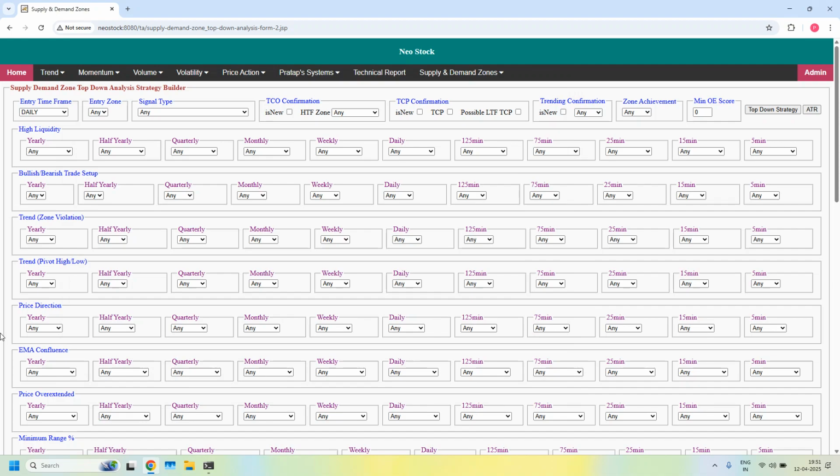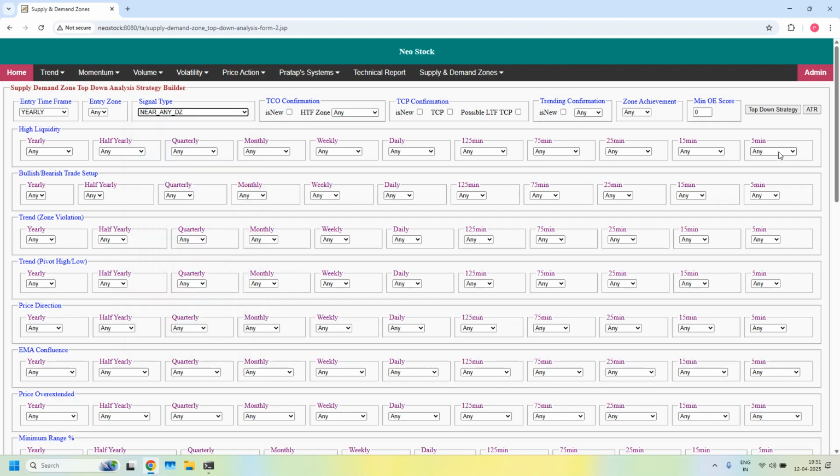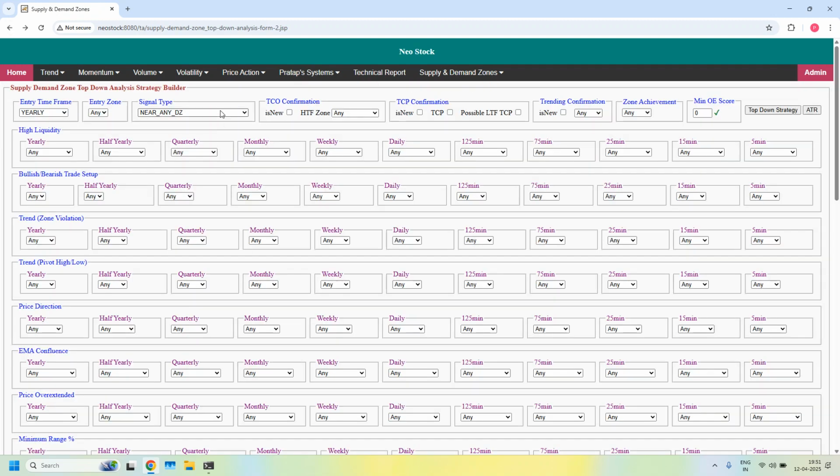Now let us generate the stocks near demand and supply zones for different time frames, starting with the yearly time frame. Price closed inside the yearly demand zone. You may ask, are there any stocks near yearly demand and supply zones? There have been no stocks for the last several times, but let us check once. It's been a long time since we verified. No stocks near the yearly demand zone, and near the yearly supply zone also no stocks.